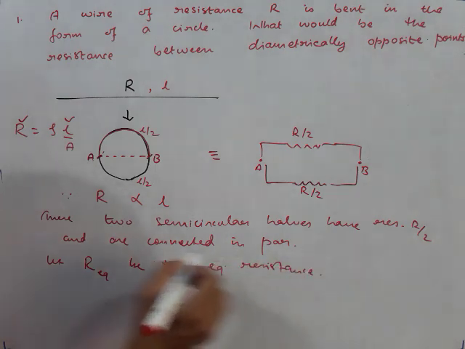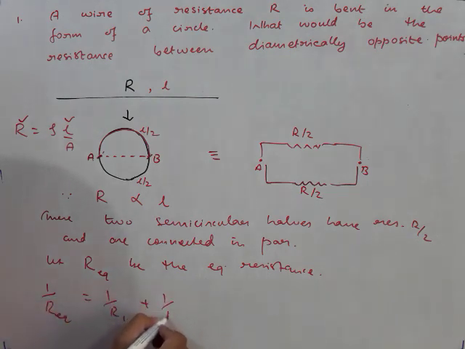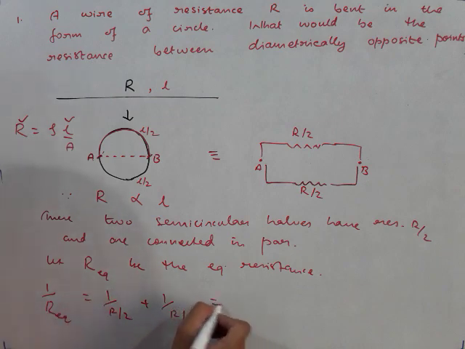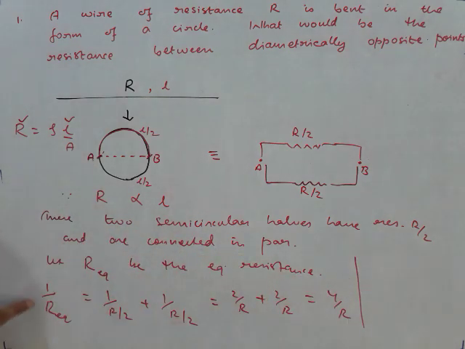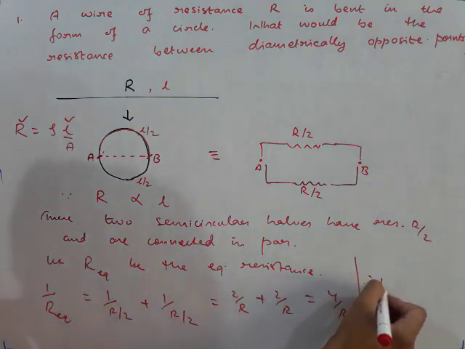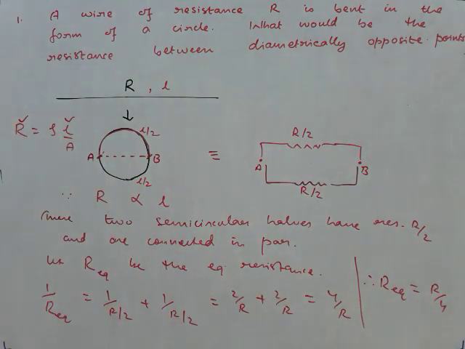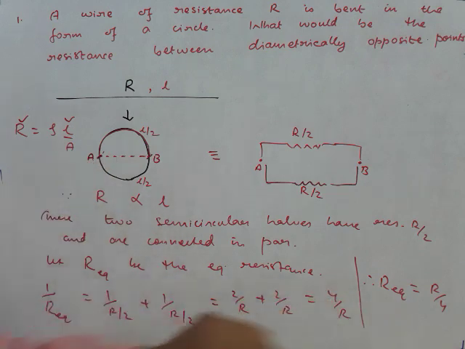Now how do we find equivalent resistance in a parallel combination? So 1 by Req is equal to 1 by R1 plus 1 by R2. Now what is R1? Our R1 is R by 2. What is R2? That is also R by 2. So 1 by R by 2 becomes 2 by R, and the other also becomes 2 by R. So this becomes 4 by R. Is this the answer? No. Because this is not Req, this is 1 by Req. So therefore Req will be the reciprocal of this, that is R by 4. So the wire which had resistance R, if bent in the form of a circle, then across the end points of any diameter, the equivalent resistance will be R by 4.